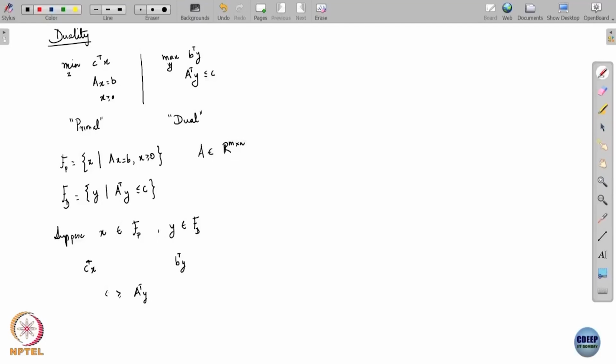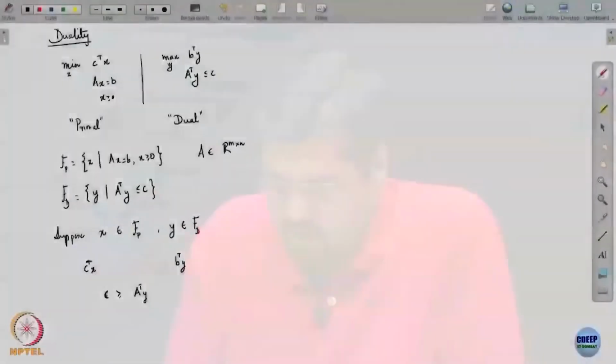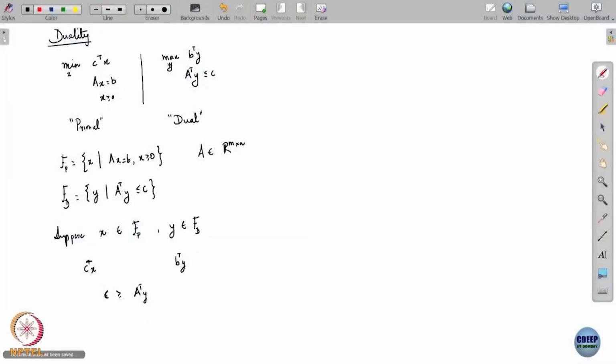Now, what I can do is, this is a full vector. C is a vector and A transpose y is also a vector. Every component of that vector, if I multiply by a number that is non-negative, the inequality for that particular component will be preserved. And then I can add up all those inequalities and get a scalar inequality using all of those. So, what I am going to do now is just take an inner product with x.